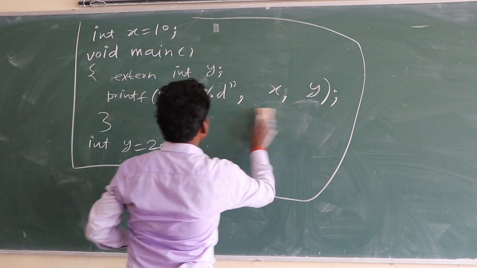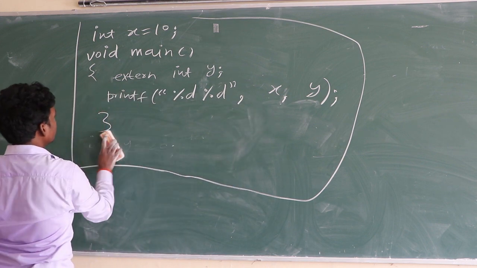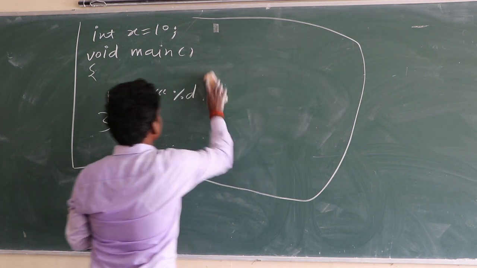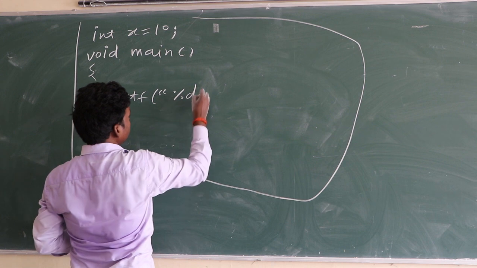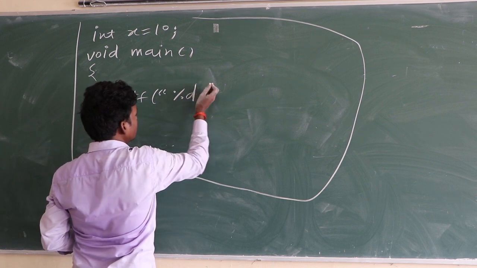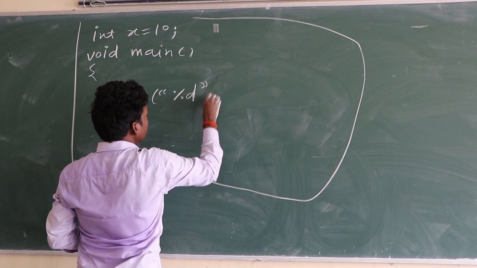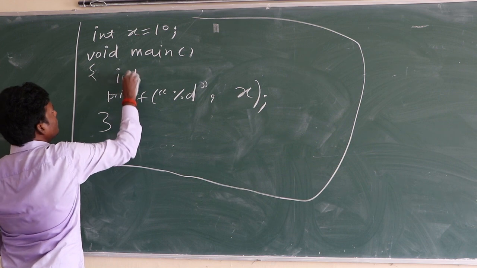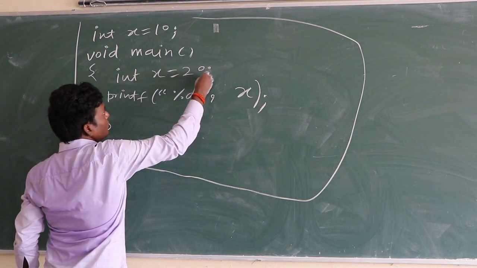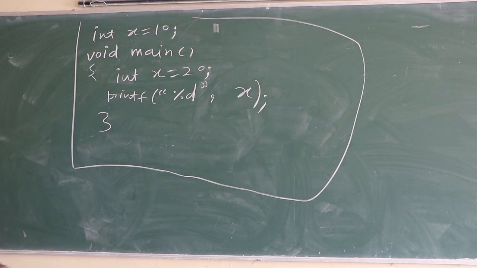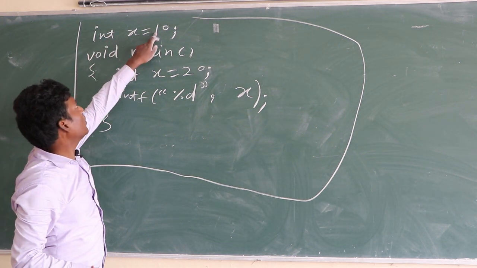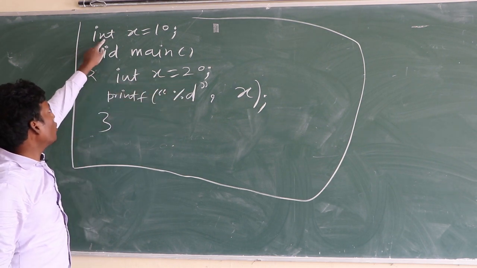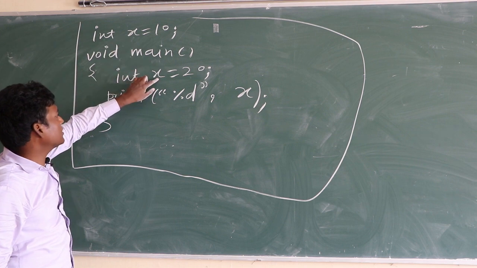Last question. Suppose, class, this is a program. Here int x equal to 10, here int x equal to 20. This x is the global variable. This x is a local variable.